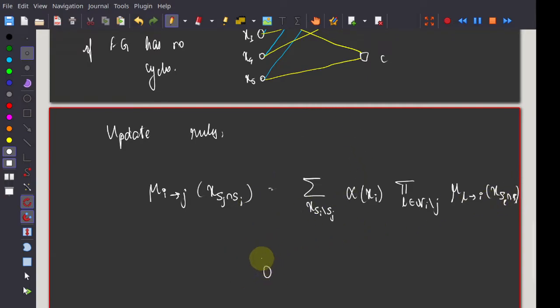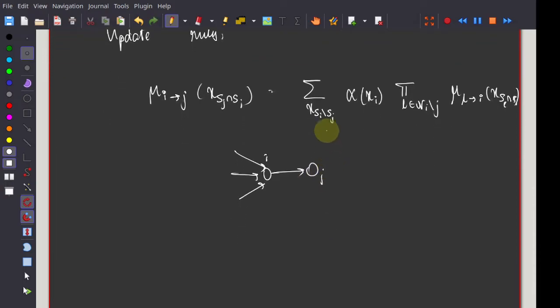So this was the scenario. You have the ith node, you have a bunch of incoming messages and one outgoing message, to node j. And the message along this edge was denoted mu i to j, whatever the neighbors of i are. So these other vertices are the l's, and this is the j.